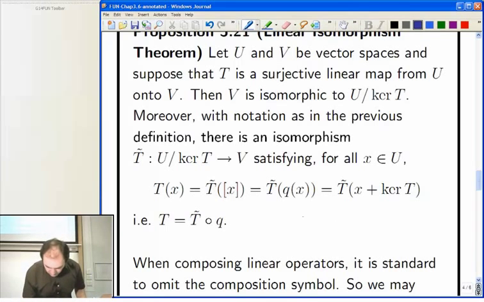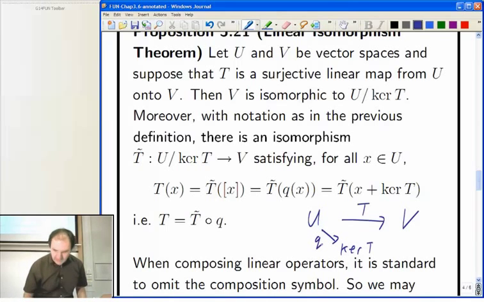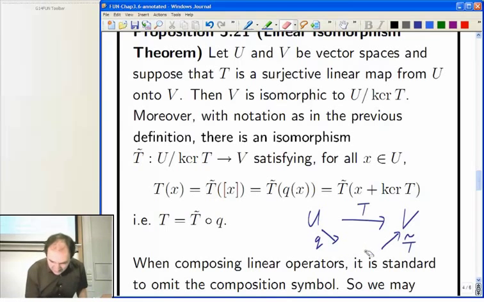So you've got U onto V using T, and you start with that as your surjective linear map. Then you quotient out by the kernel. So you've got the kernel of T down here, and that's a subspace of U, and there's a quotient map here. And then you complete this diagram with the map T tilde, and T tilde is your isomorphism. This is supposed to be the quotient map, so it should be U over the kernel.